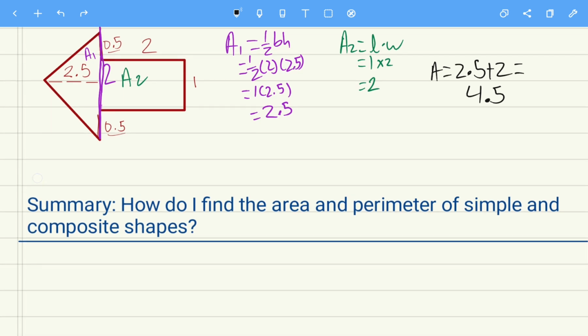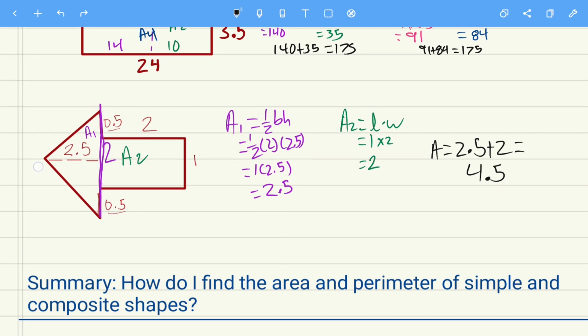So go ahead, complete your summary now. How do I find the area and perimeter of simple and composite shapes?